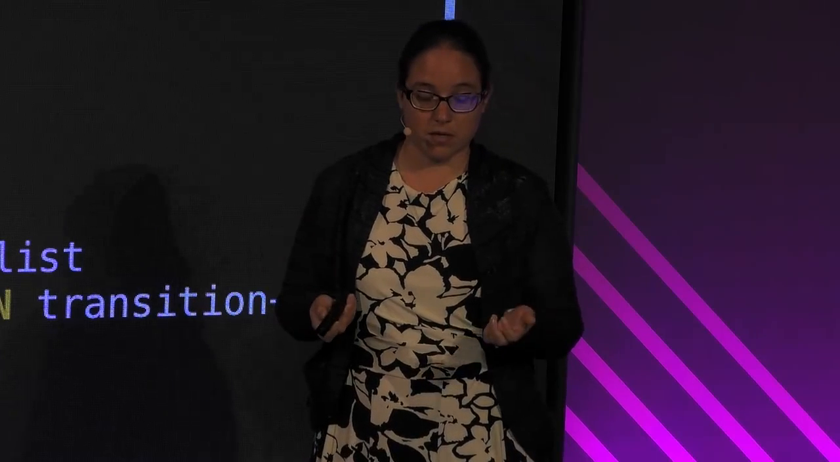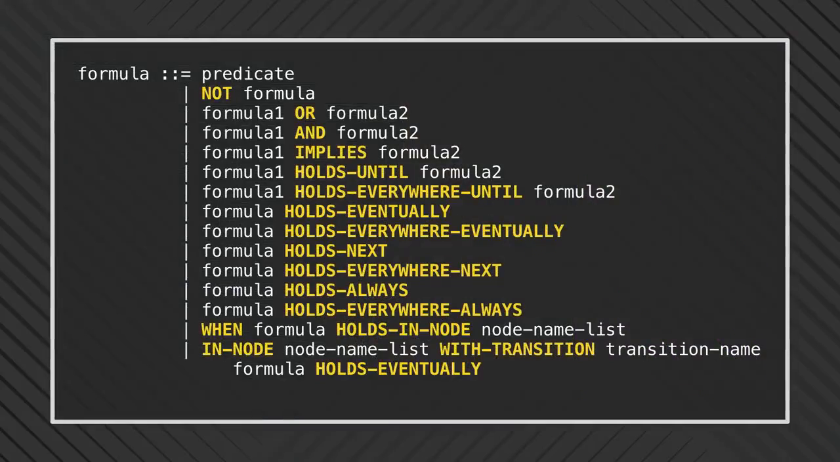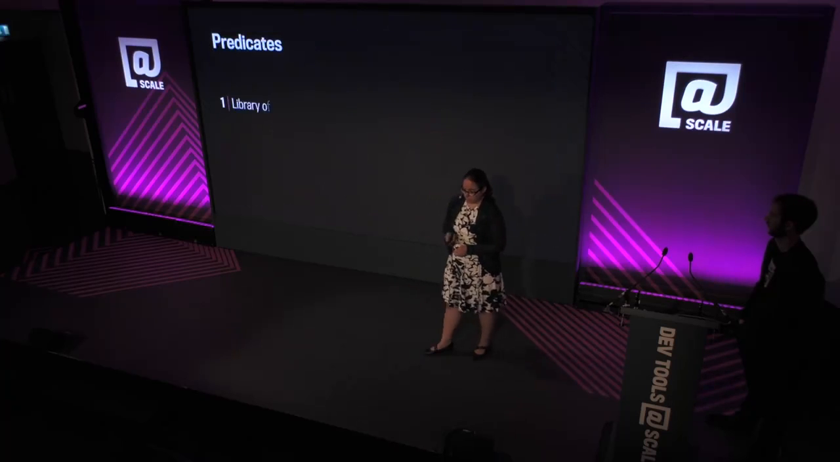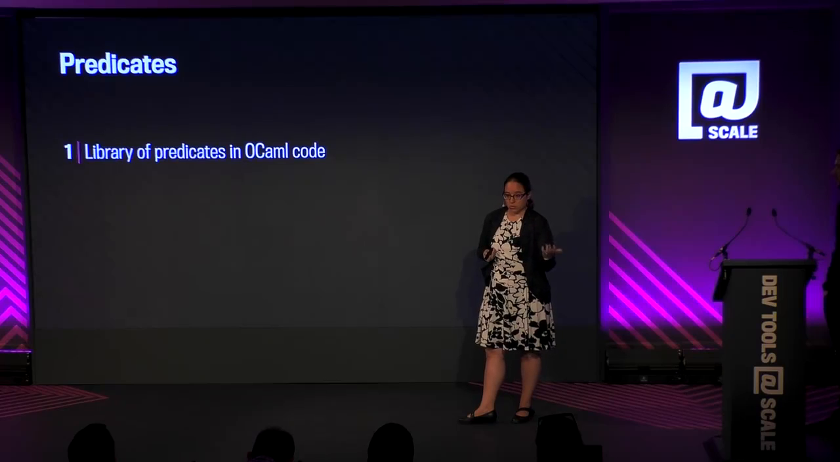So this is how the definition of formulas looks. We have predicates. We have not, or, and implied connectors. And then we have a few other operators for traversing the tree that I'm going to talk about a bit. To begin with, let me tell you about the predicates. These are written in OCaml. We provide a library, and then you can use those.